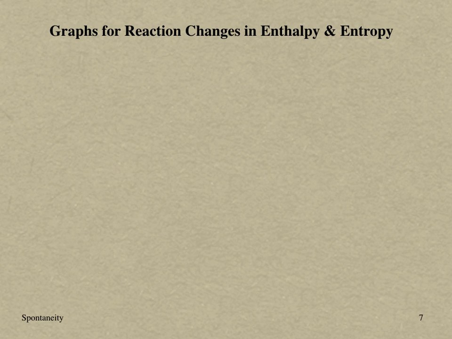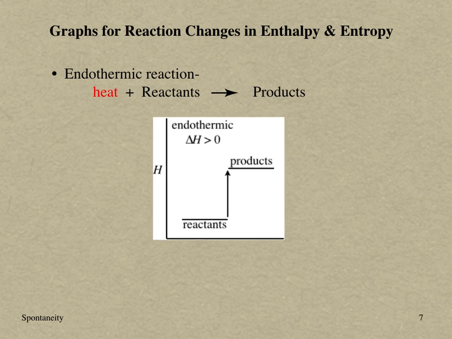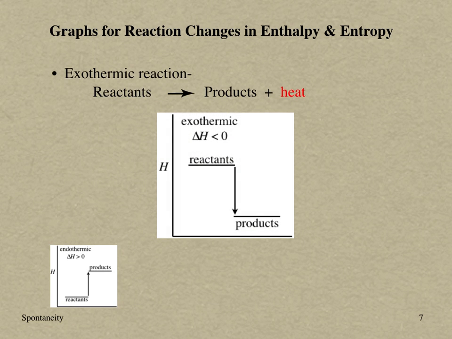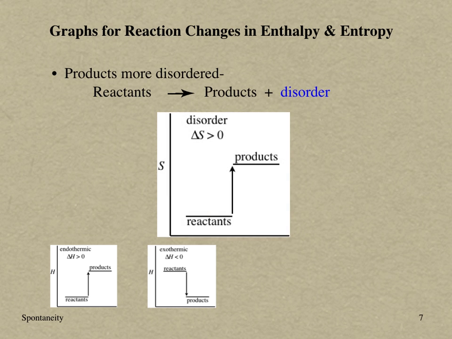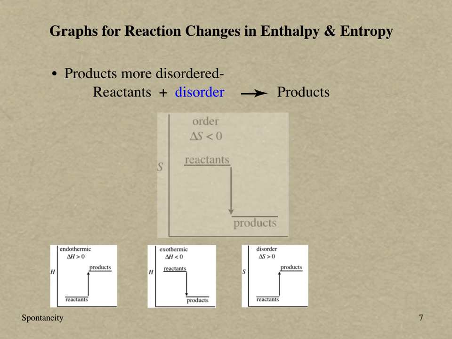Graphs can be used to represent the change in enthalpy and entropy in a chemical reaction. For an endothermic reaction, products are higher in energy than reactants. For an exothermic reaction, the products are lower in energy than reactants. An increase in reaction entropy shows products higher in disorder. A decrease in reaction entropy has products lower in disorder.